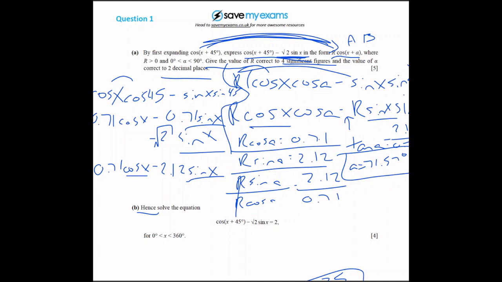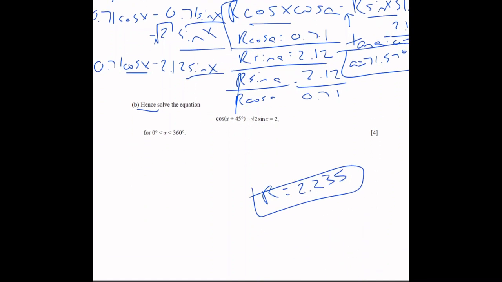So I have r cosine x plus a, which r is 2.235, cosine x plus a, which is 71.57. Oh, by the way, I forgot to mention earlier, the reason why I put this in degrees is because I saw the next question had degrees. You don't necessarily have to do this, as you can just redo some of the math and put it into radians again. But I think it's convenient to acknowledge that.